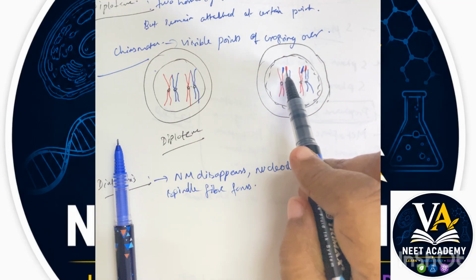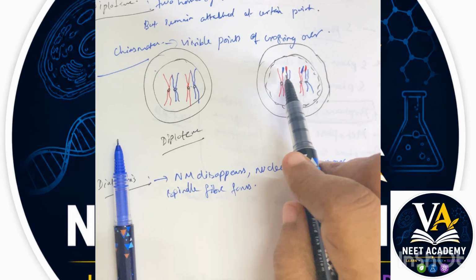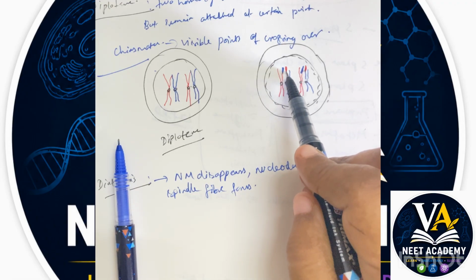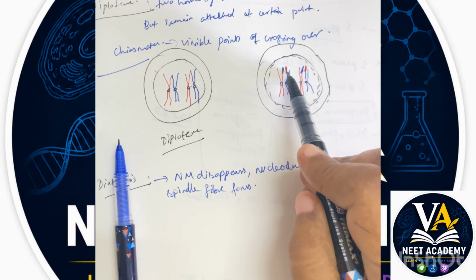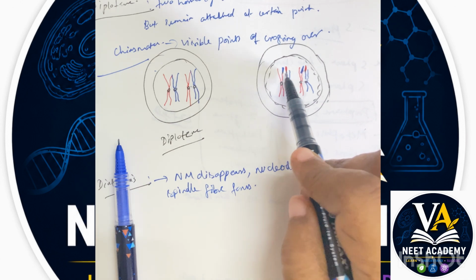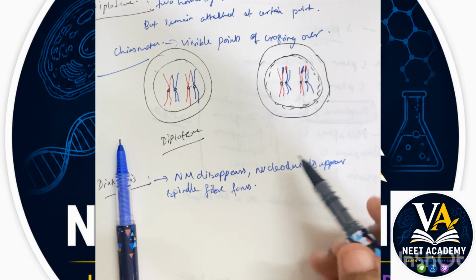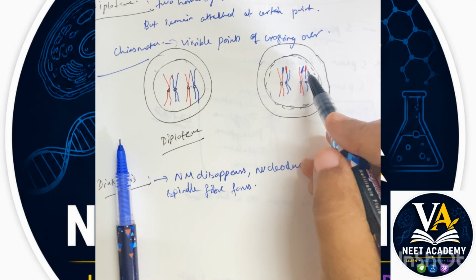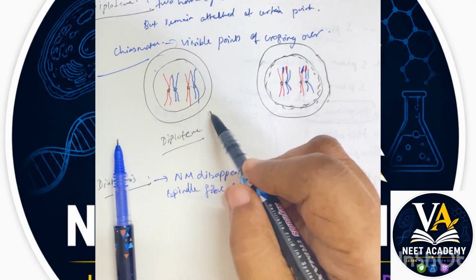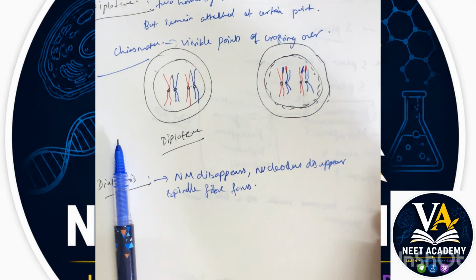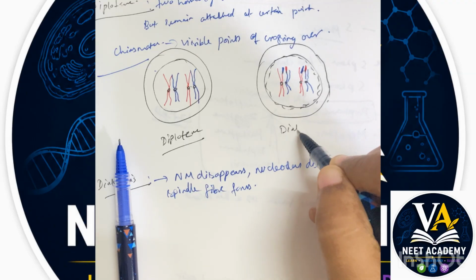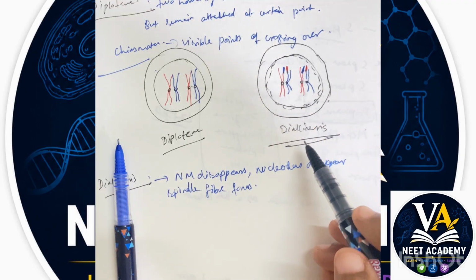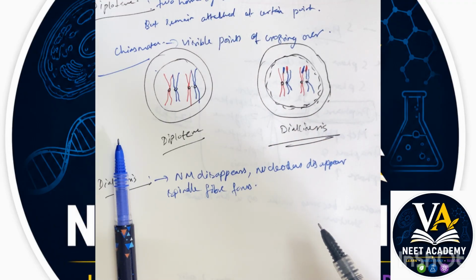Here you can see the exchange of chromosome has already happened, and this point of crossing over is the chiasmata, which we saw in the diplotene stage. Chiasmata, the visible point of crossing over, will start to be visible during this stage. So this stage is diakinesis. Diakinesis is nothing but the cell preparing itself to undergo the next stage, that is, to enter metaphase.